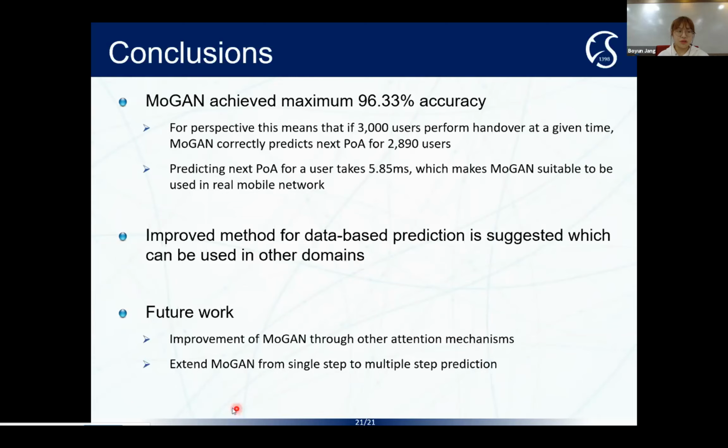There are two additional works we are planning to improve our work. First, MoGAN can be improved by other attention mechanisms. Also, we can extend the prediction ability of MoGAN from single step to multiple steps.